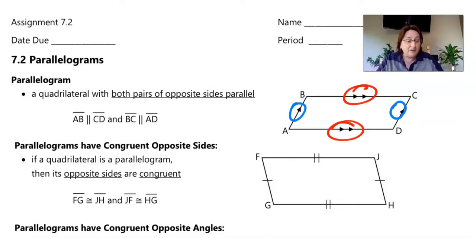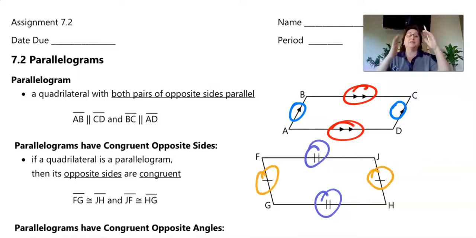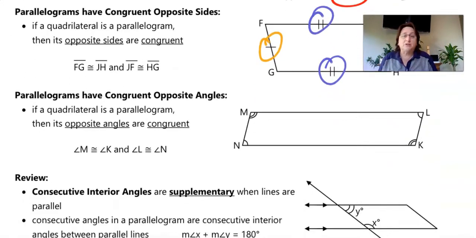Now, something else about parallelograms that has to be true is that both pairs of opposite sides have to be congruent. And if you notice right here, our opposite sides are also congruent. This is something that you guys probably will remember from previous grades. So let's look at this next one.